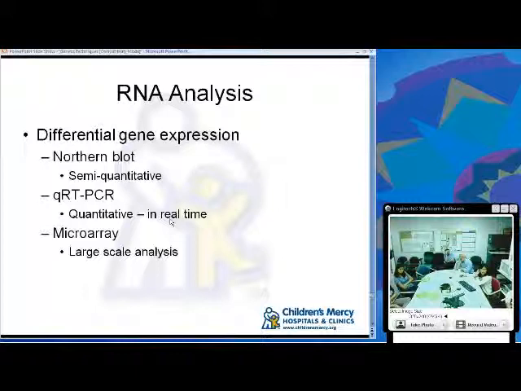So with RNA, we can look at differential gene expression. We can do that by northern blot, which is semi-quantitative, and with northern blot you obviously need more material than with QRT-PCR, which is quantitative in real time. And microarray is a large-scale analysis where you can see many different genes, whereas with northern blot or QRT-PCR, you really are only focusing on a couple of genes that you're interested in.